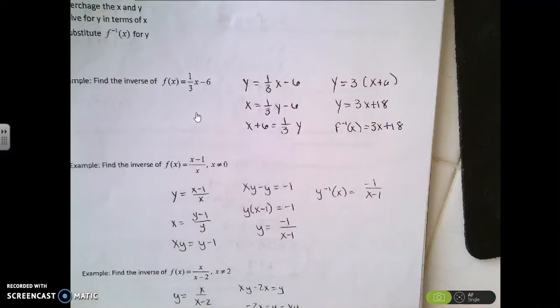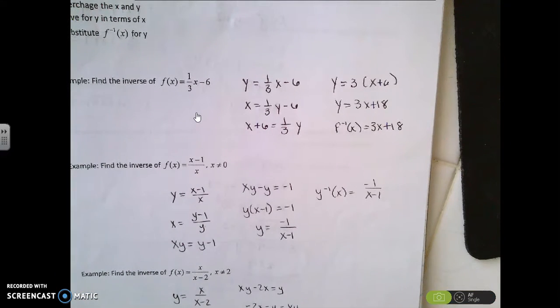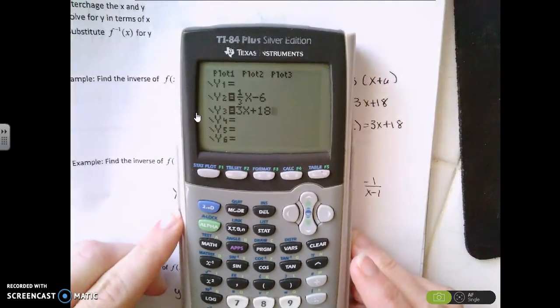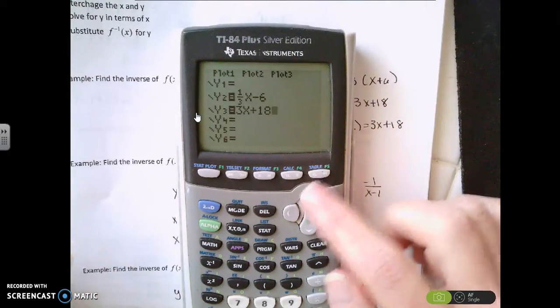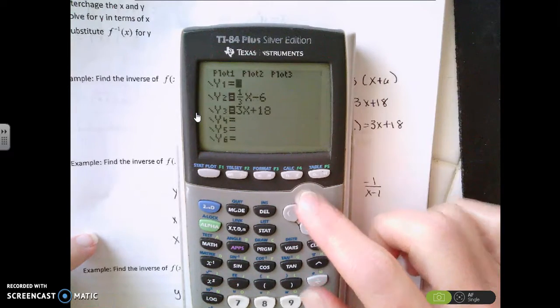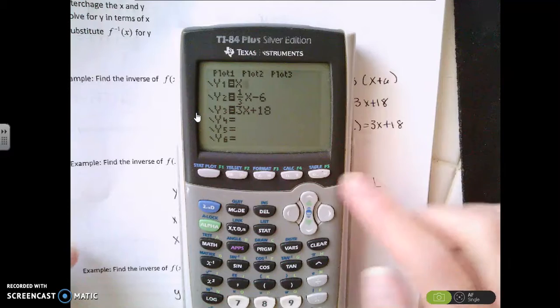So I could always verify this by putting those two graphs in my calculator. So if I put the first one in my calculator, I should see the line of symmetry that we have there is y equals x. So I'm going to put in the 1/3 x minus 6. And then in the second function, I'm going to put 3x plus 18. Okay, so here are my two functions, my two graphs. And I could go ahead and graph them, but what I want to do is make one of my graphs y equals x, which is supposed to be my line of symmetry.